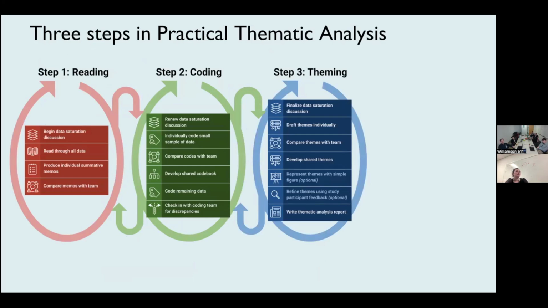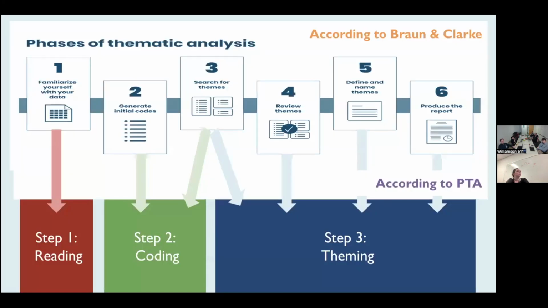In reality, this is a little bit more iterative, but it's helpful to think about moving from step 1 through step 3. And here are 6 stages from Braun and Clarke, who really popularized thematic analysis, mapped onto the 3 steps of PTA. And you'll notice in particular that the theming really combines a lot of pieces, and that's because we wanted to highlight the importance of it and make it clear that that is a critical step.